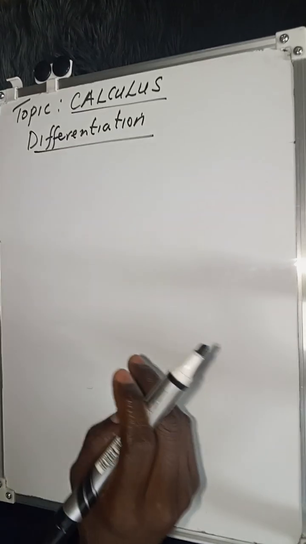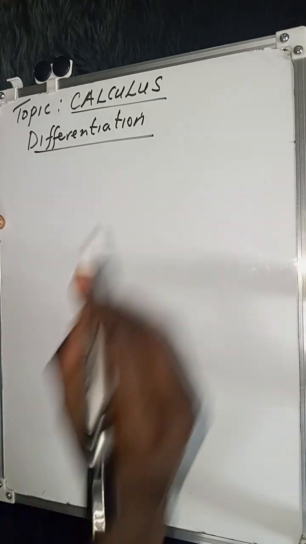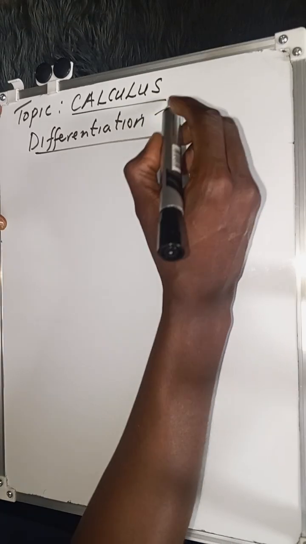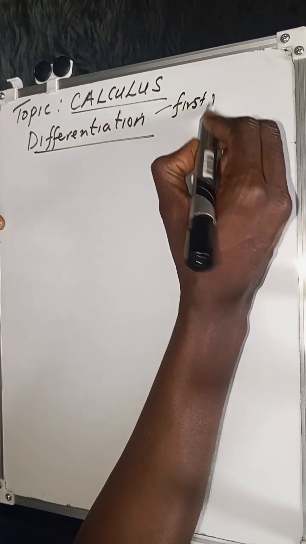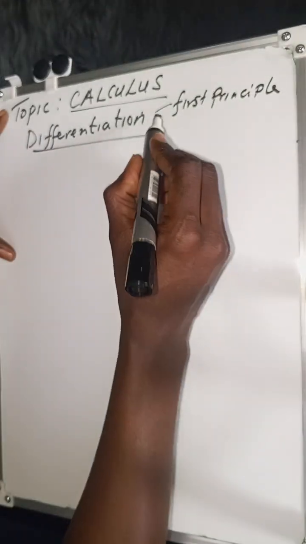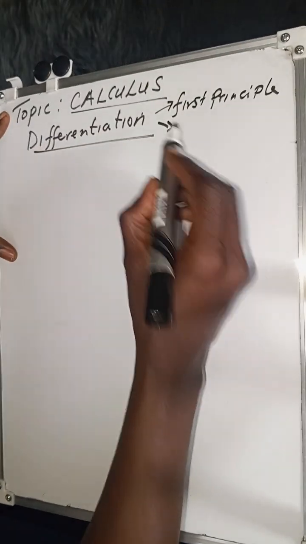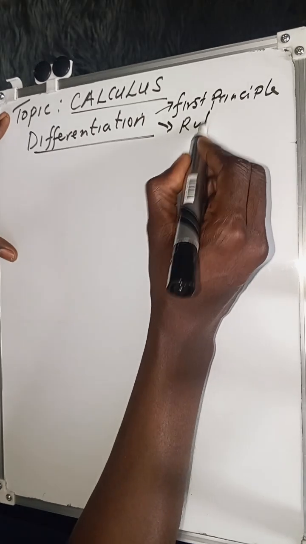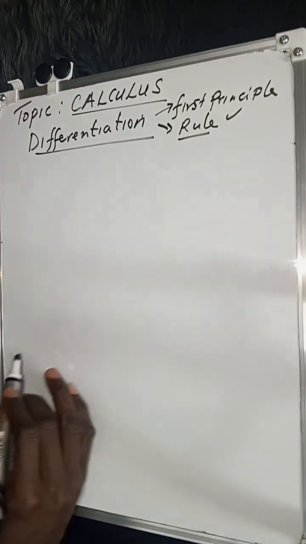we are not going to be using the first principle. We are just going to be using the rule. So you can apply what we are simply calling the first principle in order for you to find the derivative or the gradient, as we may call it. Or we can just apply what we are calling the rule, and that is what we are going to use.